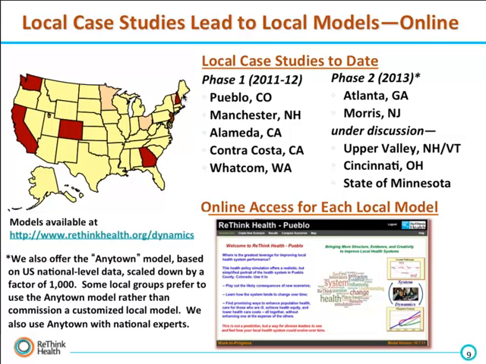We've also developed what we call the Anytown model. This is based on U.S. level data, and it represents a microcosm of the U.S. It's scaled down by a factor of 1,000, so you end up with a hypothetical community of about 300,000 people, but with all of their prevalences of conditions and so forth, looking very much like the U.S. overall.